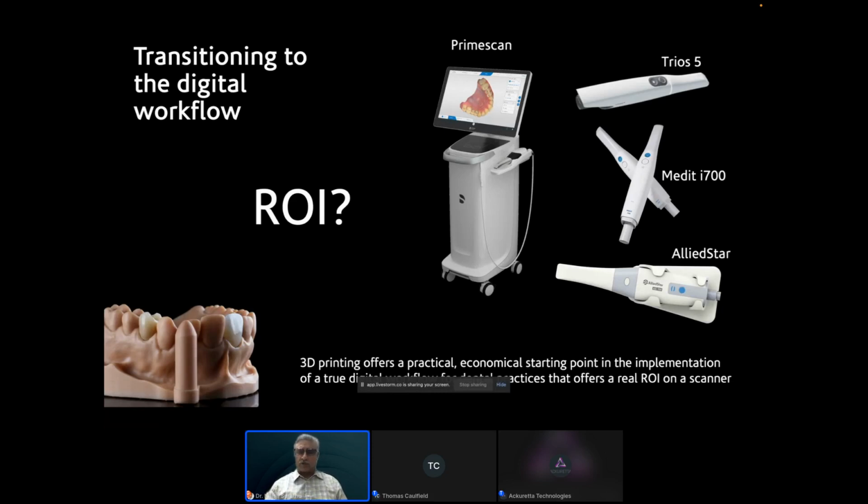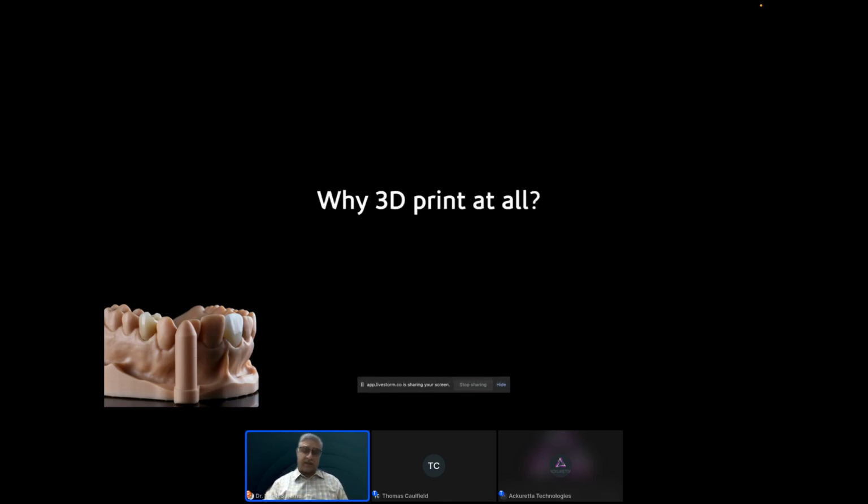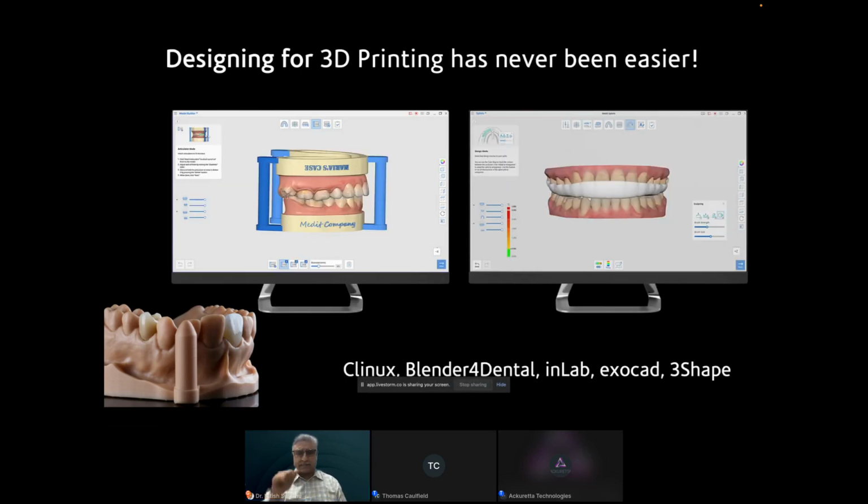A milling machine, of course, tends to be a fairly expensive proposition. And so I see 3D printing as a very practical, economical starting point in the implementation of a true digital workflow for most dentists. So think about that. 3D printers today, something like the Sol, are under $10,000. If you can add that to your intraoral scanner, you've got a digital workflow that can actually produce all of the things that I've just spoken about. And that is one really, really good reason to start 3D printing.